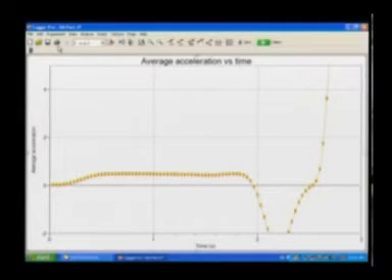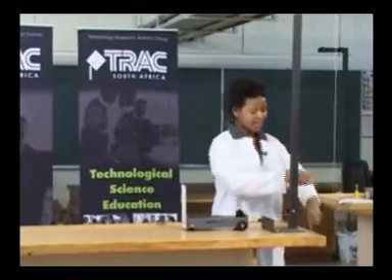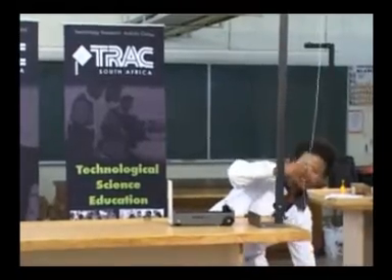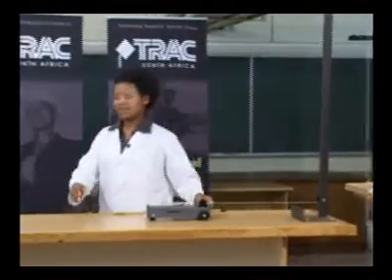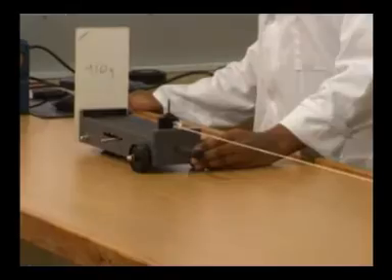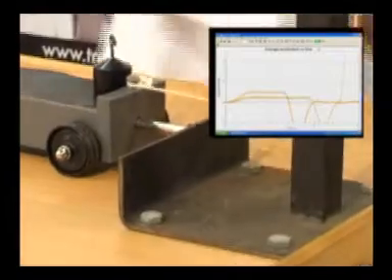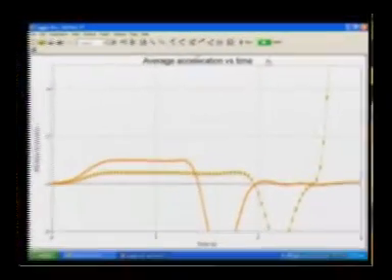Now we increase this to 200 grams, which means we now have 0.98 newtons times 2, and we still keep this so that the mass of the system remains constant throughout. Have a look at this one. I'm sure you can clearly see what's happening.